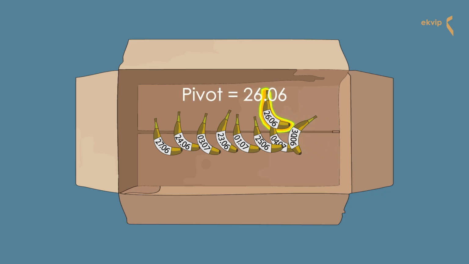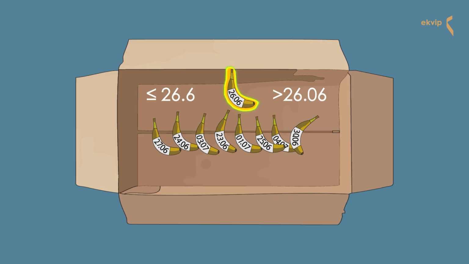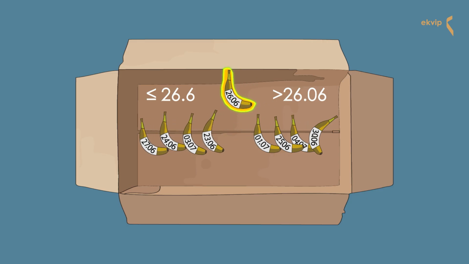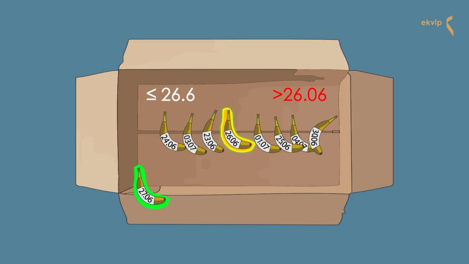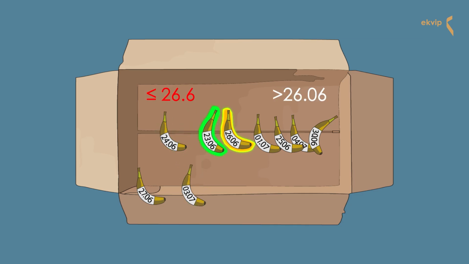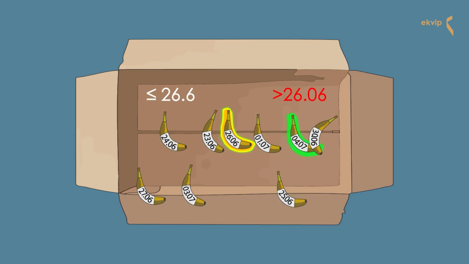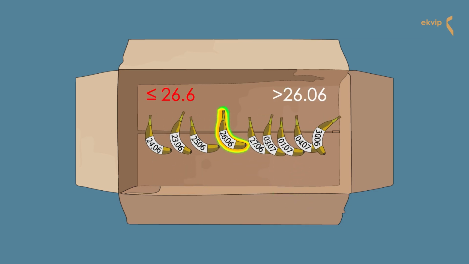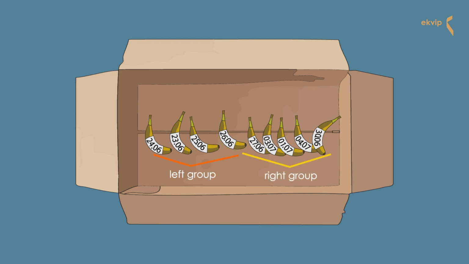A quicksort needs a pivot. We use our last banana. Bananas that are less than or equal to 26 go to the left, and those that are greater than 26 are swapped to the right. We now sort the left group. Our pivot is June 25th.